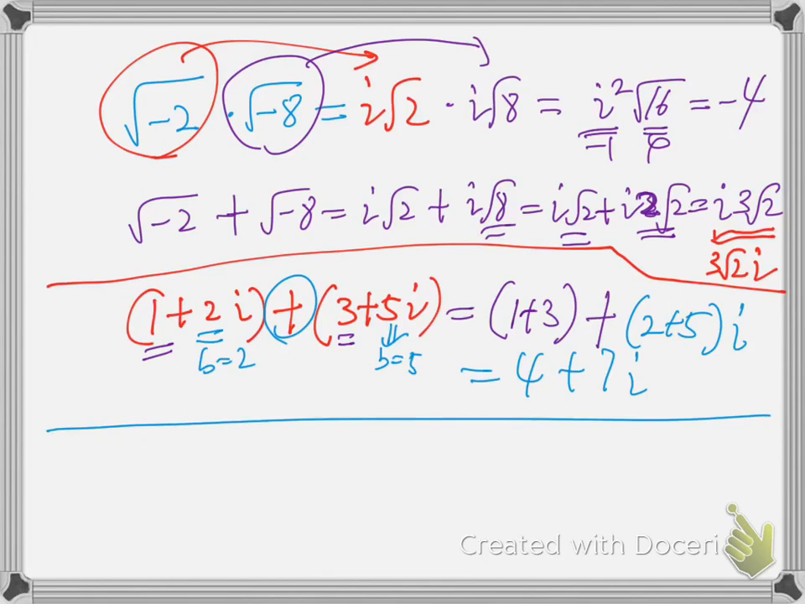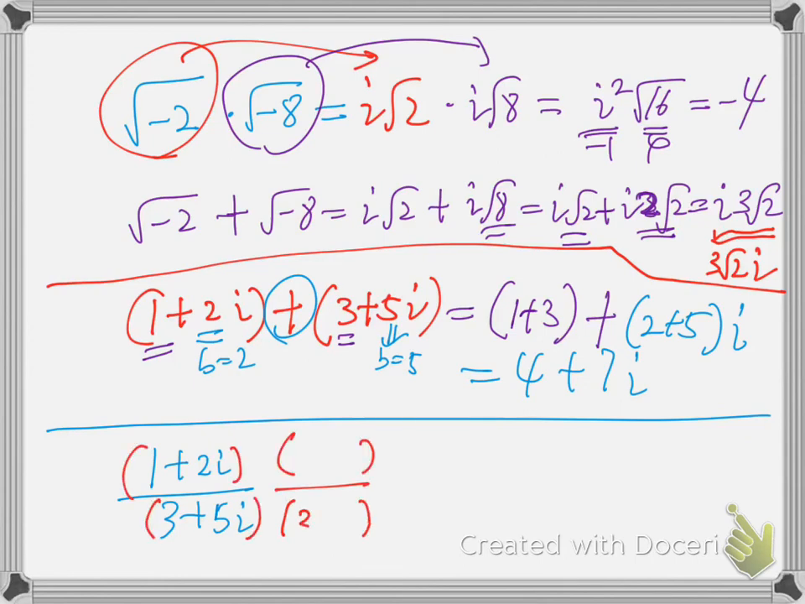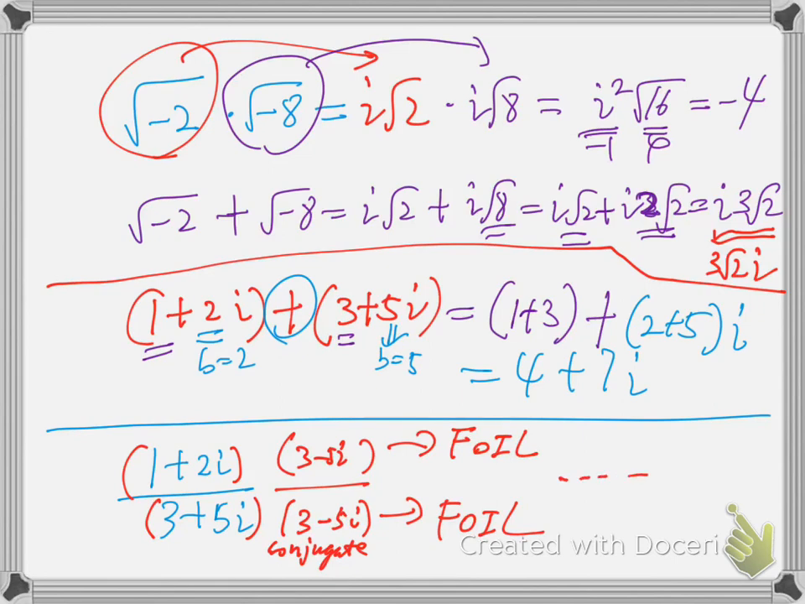And the division and multiplication. Multiplication means FOIL, and for division we need the conjugate complex number. So let's put a division, because division has multiplication in the middle step. So this is 3 minus 5i. We need to use the conjugate complex number, and then FOIL this, and then FOIL the top. You will get the answer.